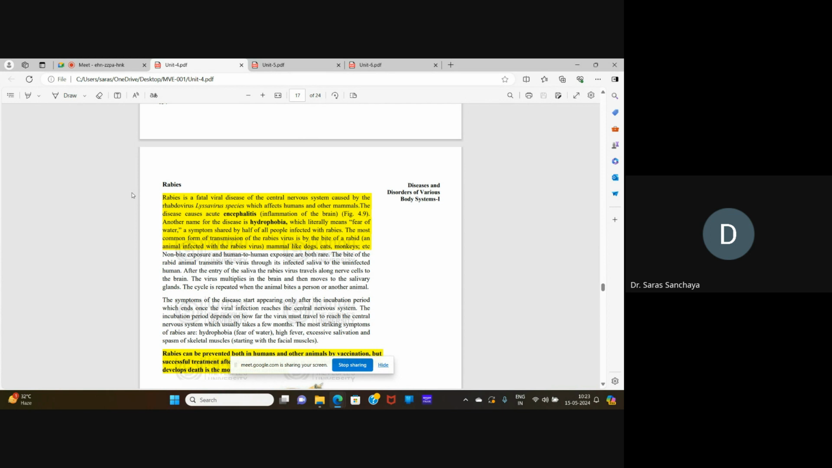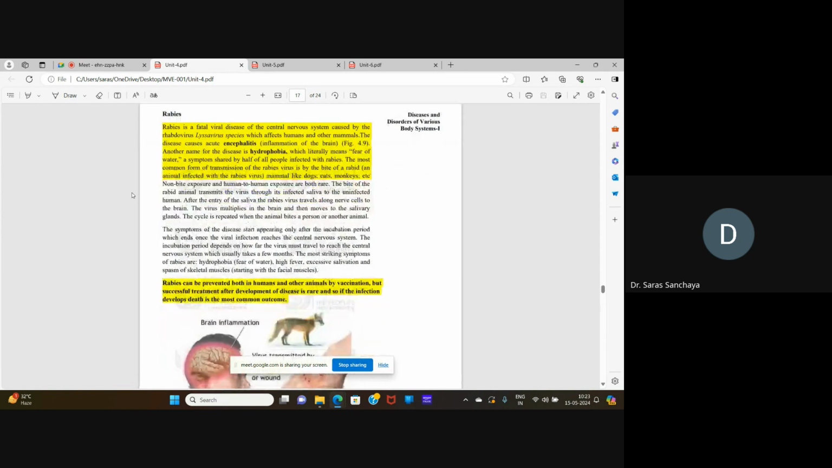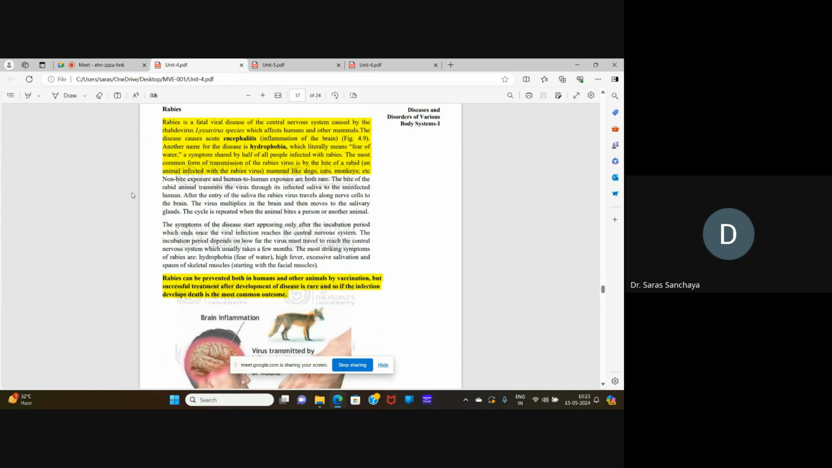The common form of transmission of rabies is the bite by a rabid animal, that is, a mammal infected by the rabies virus, like dogs, cats, monkeys, etc. So dogs, cats, or any wild animal which can be infected with rabies virus are the transmitting factor for rabies. Rabies can be prevented both in humans and other animals by vaccination, but successful treatment after development of disease is rare, and so if the infection develops, death is the most common outcome.